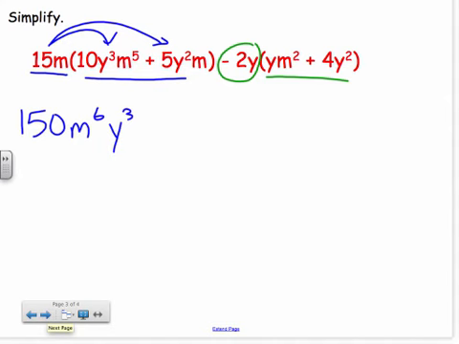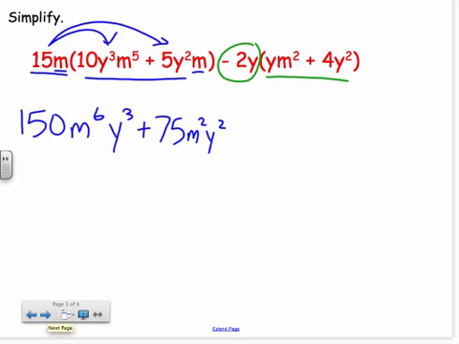And then I got to distribute to the next term. So let's multiply our coefficients: 15 times 5 gives us 75. And m squared, right? m times m. And then just bring my y squared down. Okay, so I'm done with the first part.